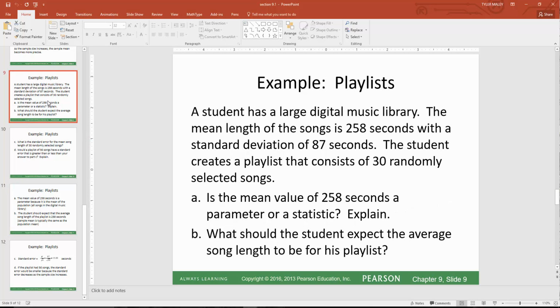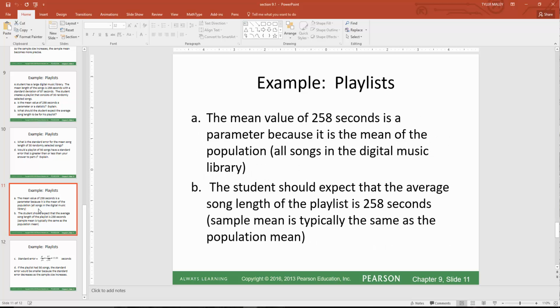All right. So part B of this example. What should the student expect the average song length to be for his playlist? If I go back to slide 11, part B is the answer. The student should expect that the average song length of the playlist is 258 seconds. So the sample mean is typically the same as the population mean. That's typically true if we're unbiased.